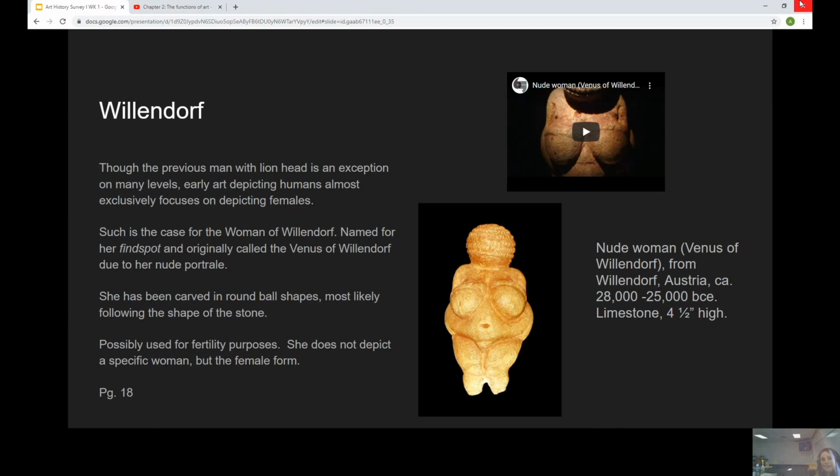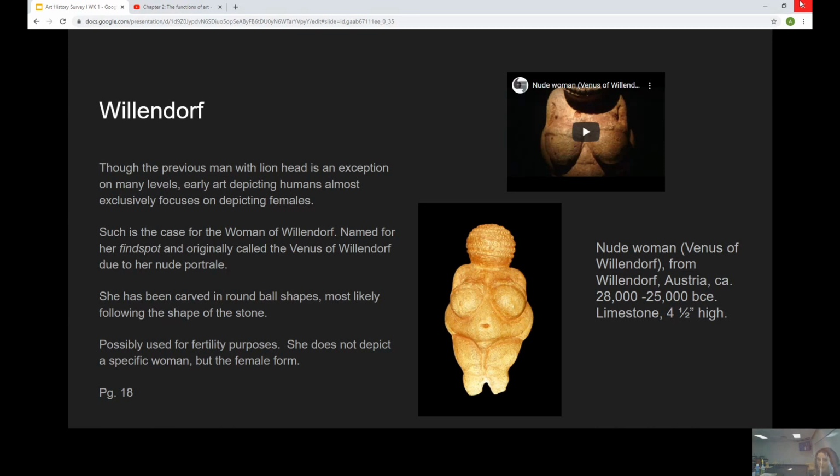We don't know exactly why this one exists either, but there are a lot more theories that go along with this one just because she is more detailed, which gives us more to work with to come up with ideas. So possibly for fertility purposes, just because of the features that are paid particular attention to. The breasts and the pubic area in particular are highlighted there. And both of those are needed for fertility purposes.